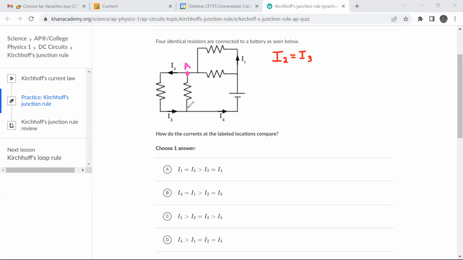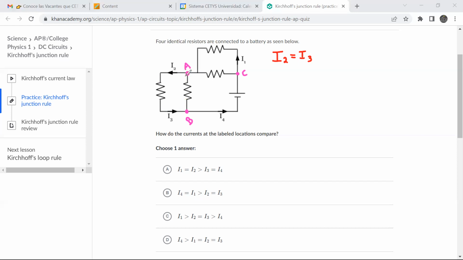So let's say I'm going to call this node A, this node B, and this node here C. Now, notice one thing. Can you draw the loop, please, in I2 and I3? The loop here would be arrows like this.